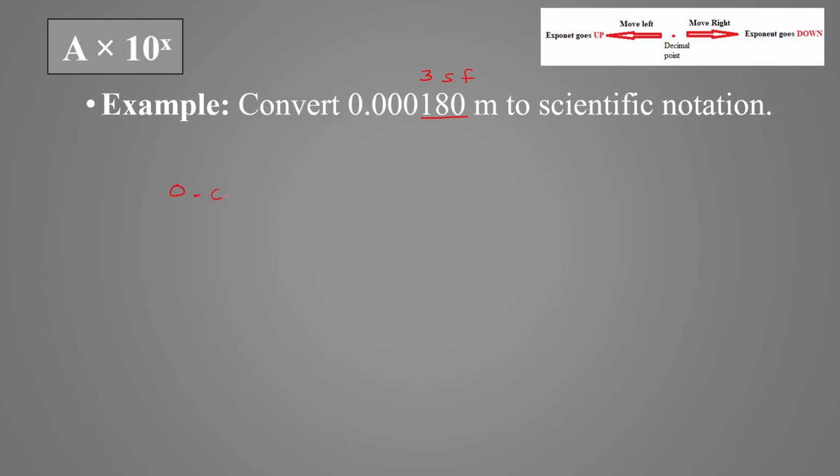So that was my first step, that I identified my significant figures, and now I have my number, and I have to move this decimal point right after the first non-zero number, which is 1. So I moved it 4 decimal places, and after moving it, let's write down our A. A should have 3 significant figures, because that's what we have in our original measurement. So 1.80, and then 10 to the X, where X will be 4. Let's see which direction we moved. We moved it to the right, and the exponent will go down. So my exponent is going to be -4.